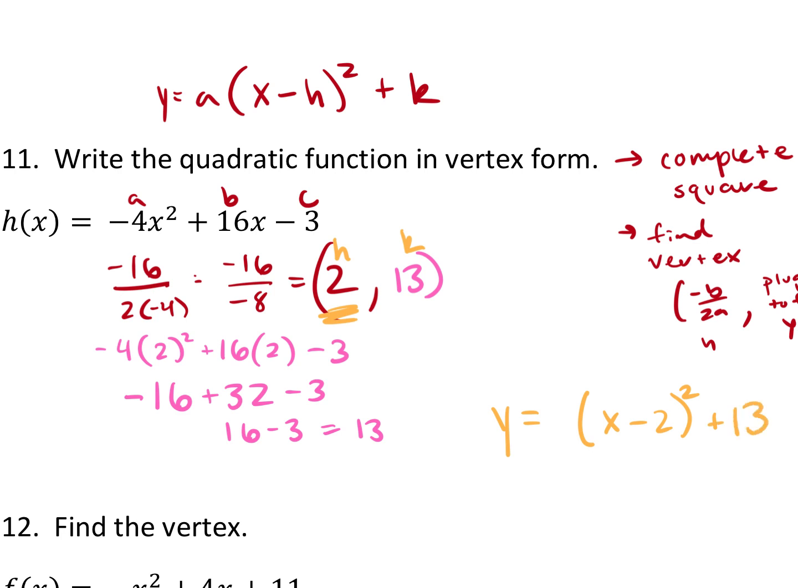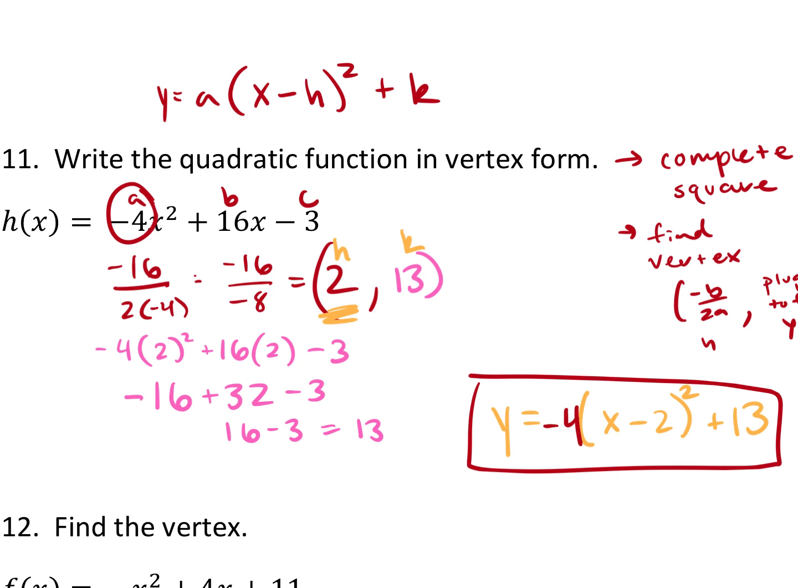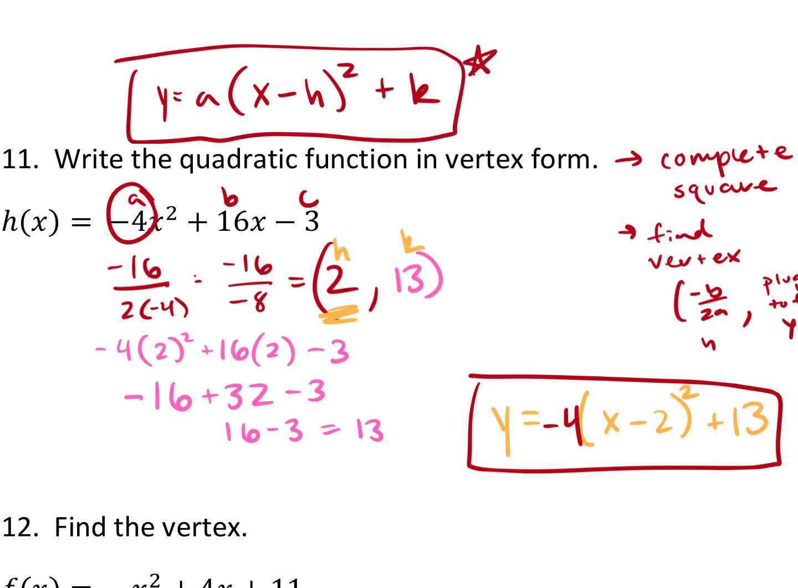What's my a? The a in the original, so it's just negative 4. So that is vertex form. So your vertex form is always going to be in this form. You don't have to FOIL it out. You don't have to expand it. If you FOIL it out, you would get standard form. For your answer, you have to find h and k and a and plug it in. So plug those in.